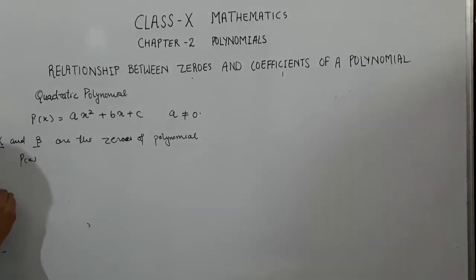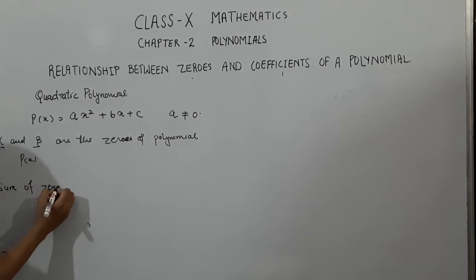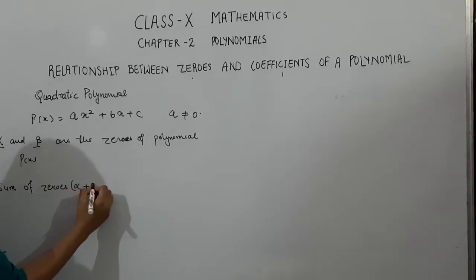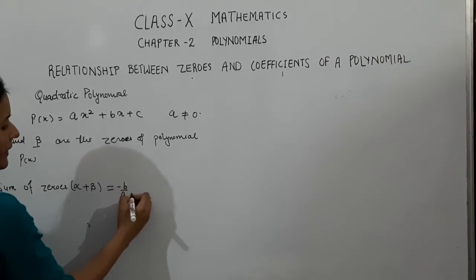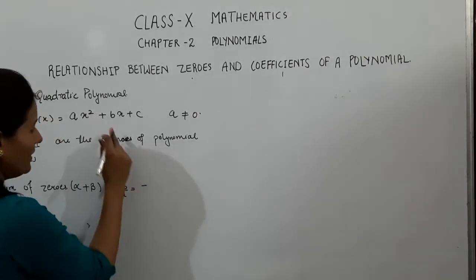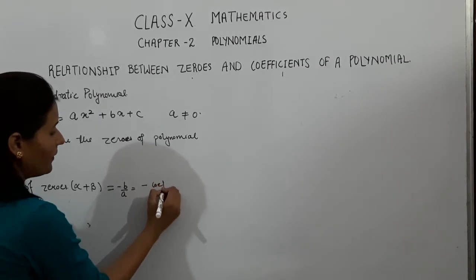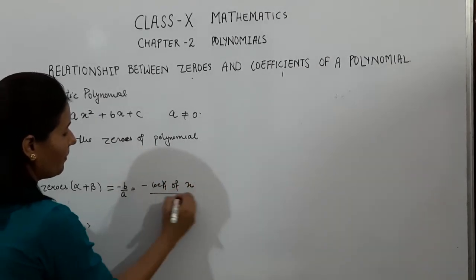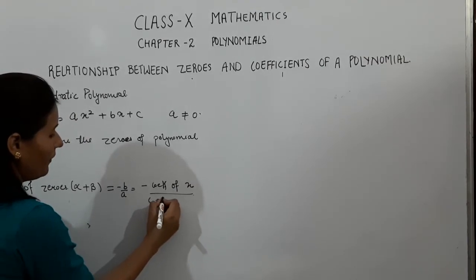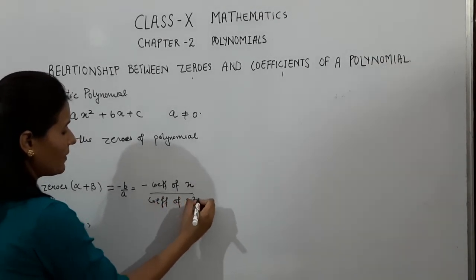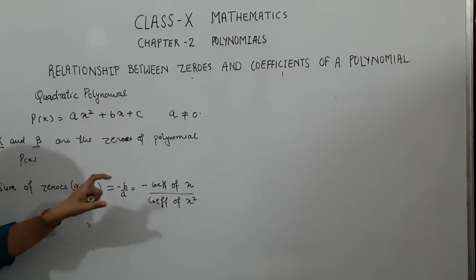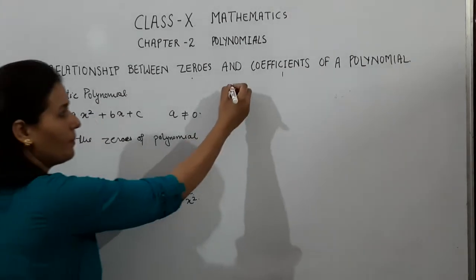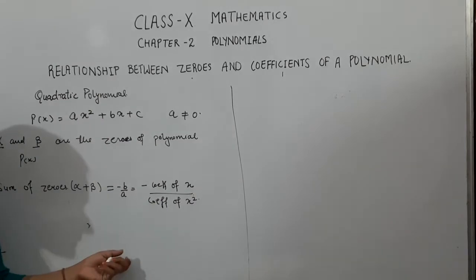So what is the relation? The sum of zeros will be equal to minus b upon a. That means minus the coefficient of x upon the coefficient of x². a is the coefficient of x², b is the coefficient of x. Right? This relation you have to learn. We will prove this with the help of examples.